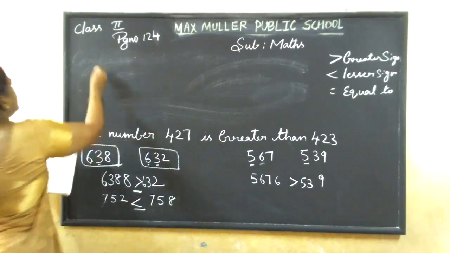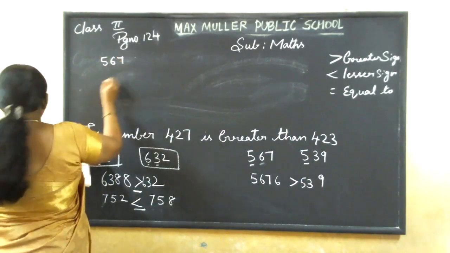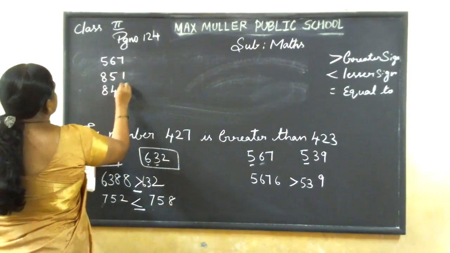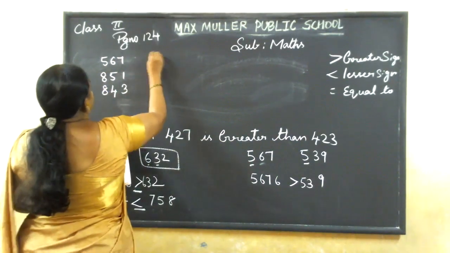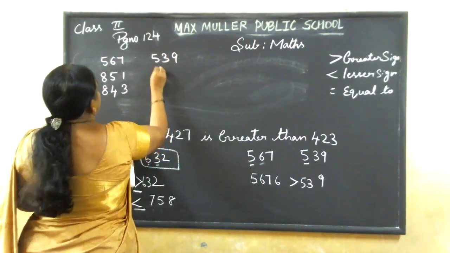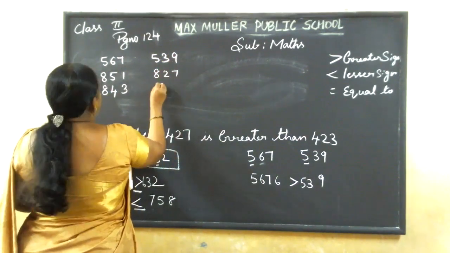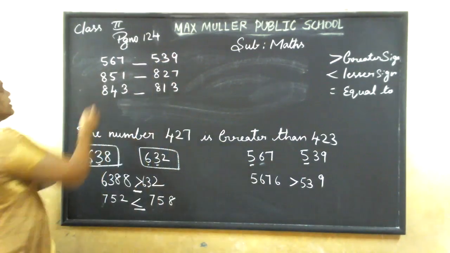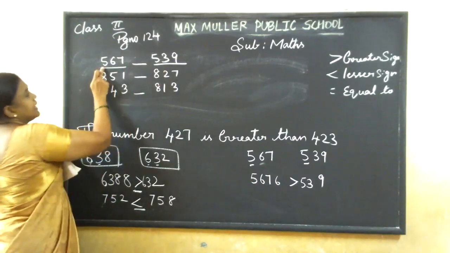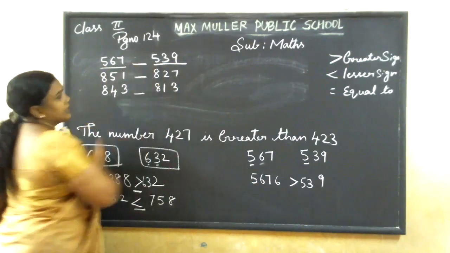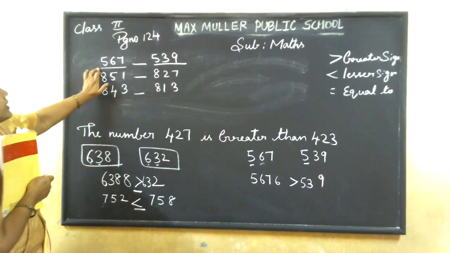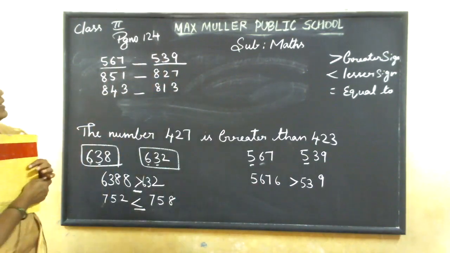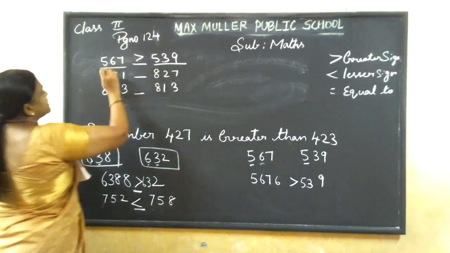See, there are 3 numbers here: 567, 851, 843. Here 539, 827, 813. See these 2 numbers first, children. In the hundreds place, here 5, here also 5. Now if the hundreds place is the same, we will go to the tens place. 6 is here, 3 is here. Which one is greater here? 6 is greater. So 567 is greater than 539.